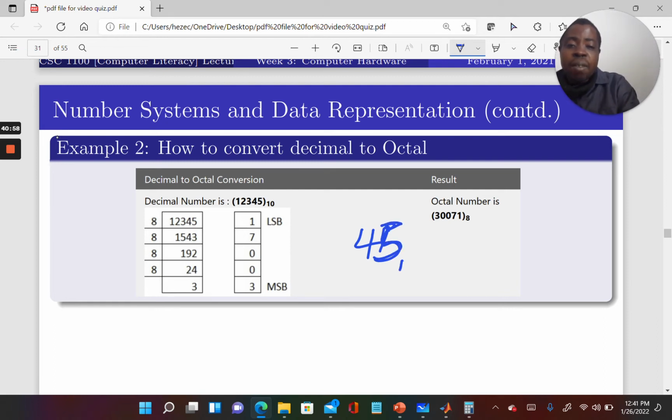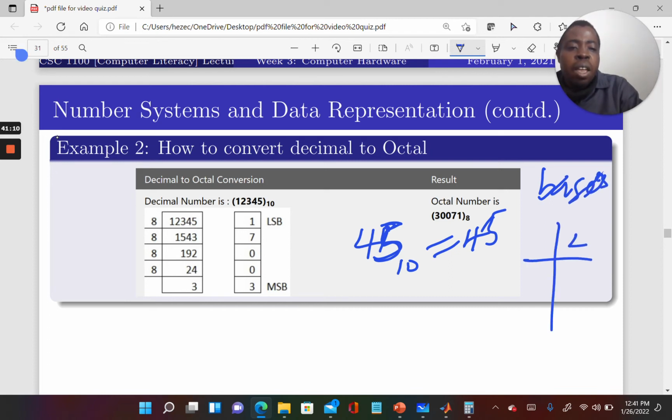This is base 10, right? And base 10 is just base 10. Now, if I ask you to convert to base 8, all you have to do is put the 45 here and put 8 here.